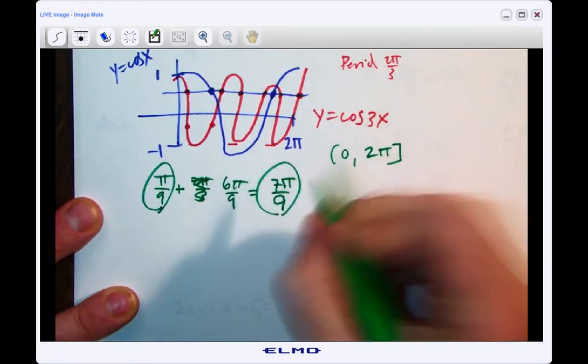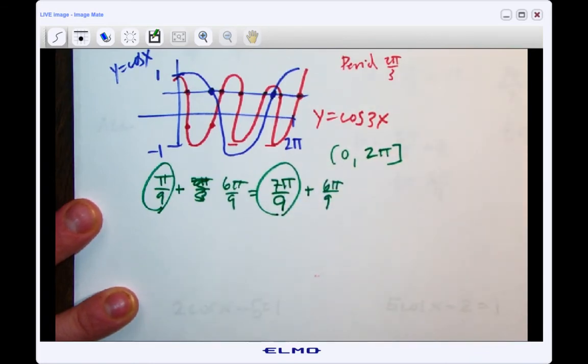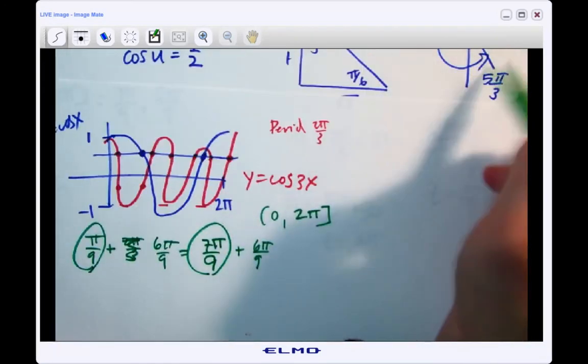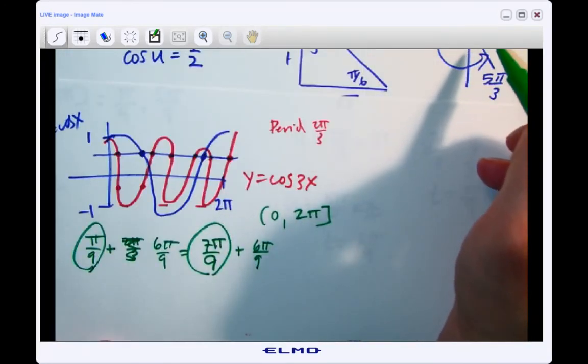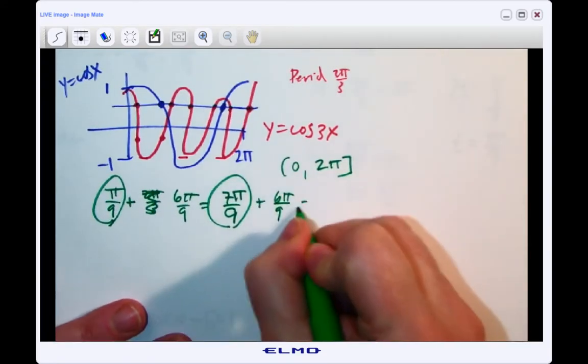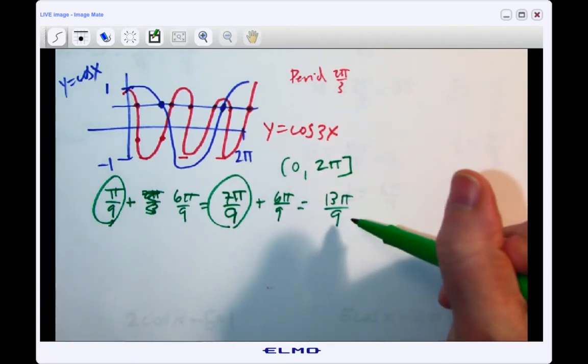This one's good. I'm going to add another 6 pi over 9, so it'd be like spinning around again. Think about if our unit circle got switched so that instead of a whole spin around being 2 pi, now our whole spin around is 2 pi over 3, right? We're trying to find these other guys. So that one will be 13 pi over 9. Is that between 0 and 2 pi? And your answer is yes.